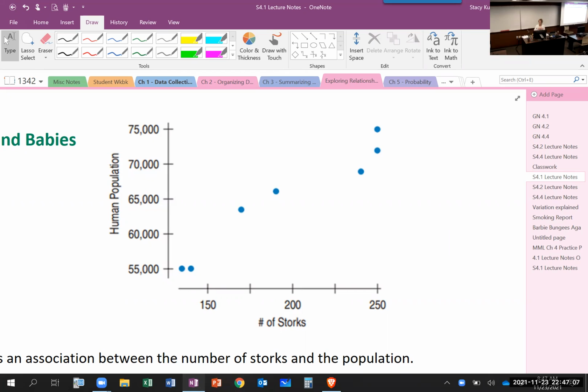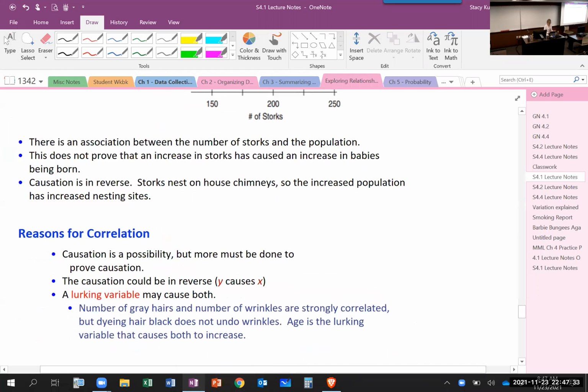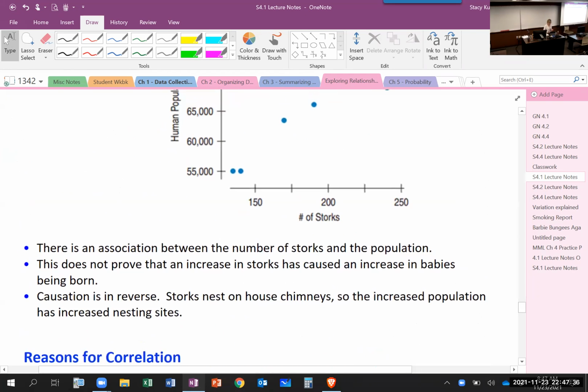Okay, just because I can say that there's an association, I can put a graph up here and make an association between any two things I want, right? But that doesn't necessarily mean that one causes the other, right? Does the increase in storks cause the increase in human population? In other words, are the storks bringing more babies? No, right? Okay, so maybe there's something else happening here. We can see that there is an association between those storks and the population. Okay, but maybe that's not what's causing it, right?